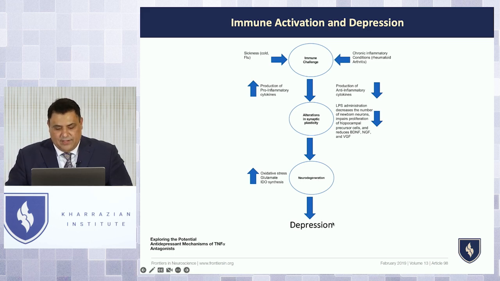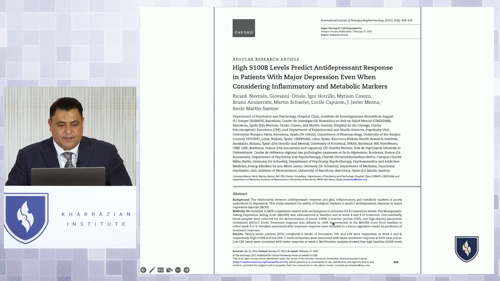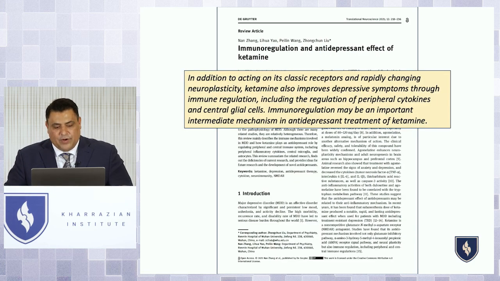Then you get depression. And then in research studies, they can look at things like high S100B. S100B, as you know, is a surrogate marker for blood-brain barrier breakdown and activation of the astroglial cells. High S100B levels predict antidepressant response in patients with major depression, even when considering inflammatory and metabolic markers. So the higher the S100B response, the greater the depression they have, and the less responsive they'll be to any kind of monoamine depression medication.